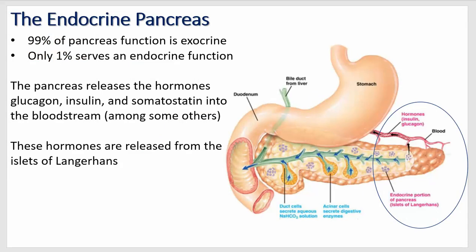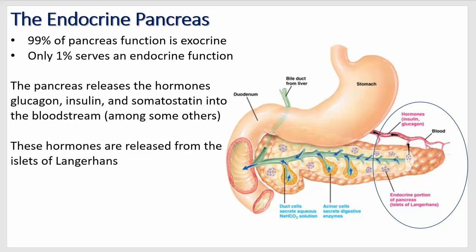So the endocrine pancreas is what we're talking about. 99% of the pancreas function is exocrine. If we look down here, this is the pancreas. It's behind your stomach. It's always nicely formed and shaped in all these pictures. Usually, if you look at it in a cadaver or an animal, it's just this mushy mess behind the stomach. But it is organized. Maybe I've just had bad experiences, but it is organized.